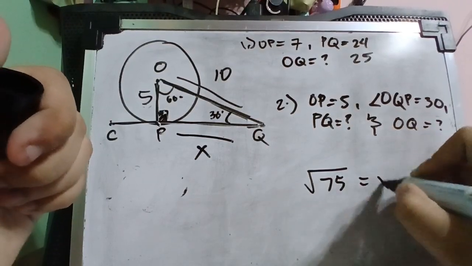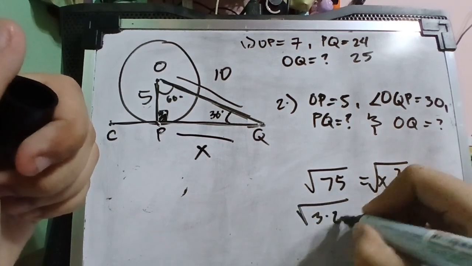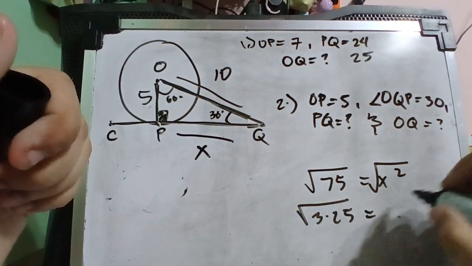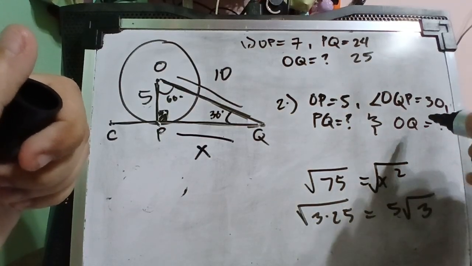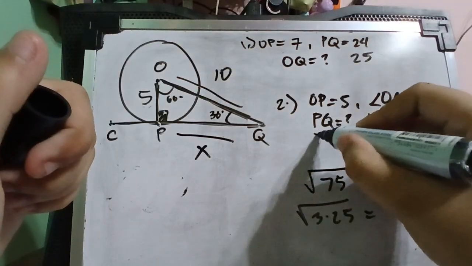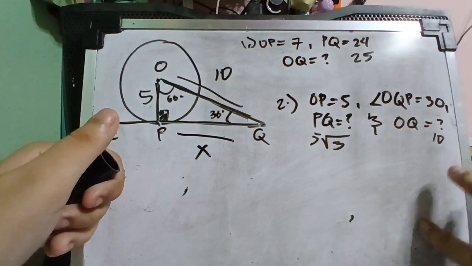So, x squared yan. So, 75 magiging 3 times 25. So, ilabas natin si 25 magiging 5, 3. So, basically, OQ is 10 and then PQ naman is 5 square root of 3. Okay? So, yan yan.